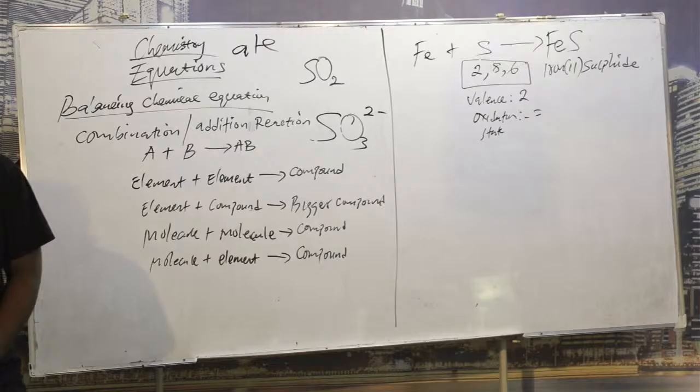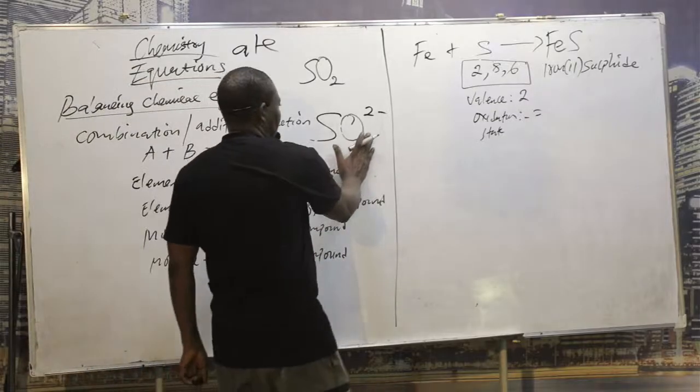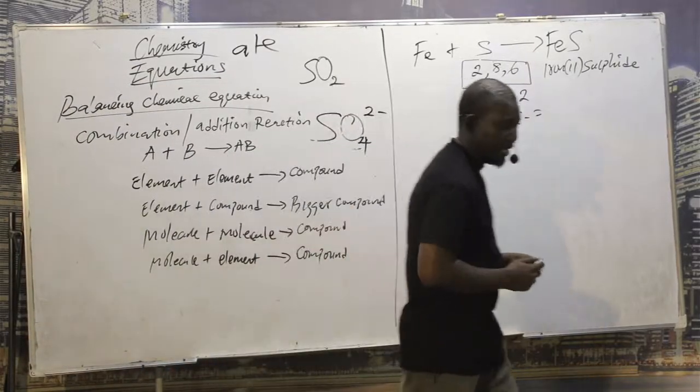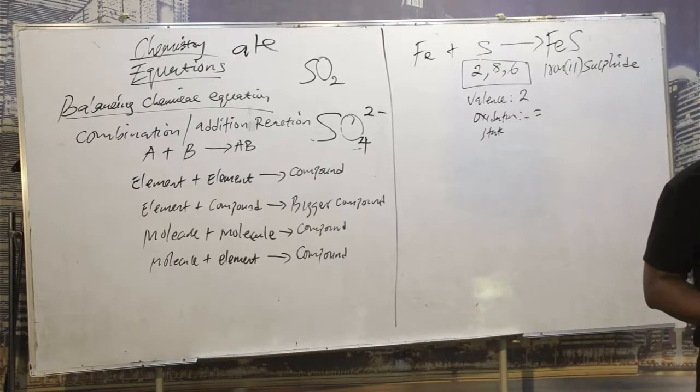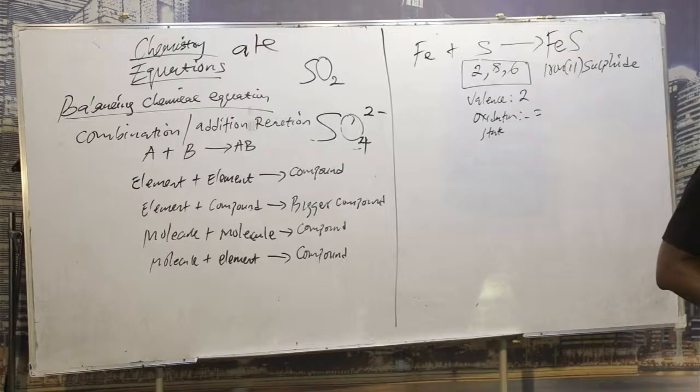Are you with me? If the formula changed to SO4 2 minus, what are we having there? Tetraoxosulfate 6 ion, isn't it? And so on and so forth. And that one is the highest oxidation state of what? Sulfur. How to know the highest oxidation state? You have to check the group the element belongs to. It will not exceed 6.